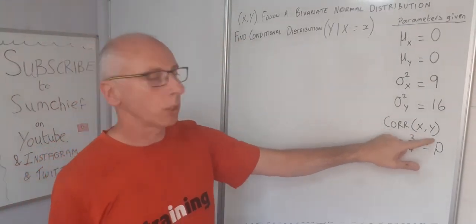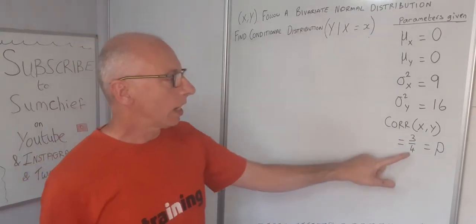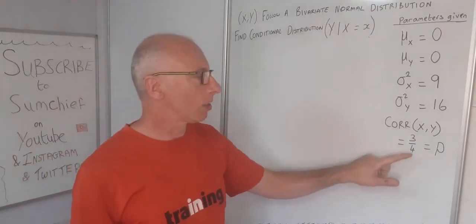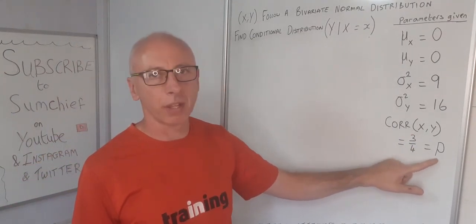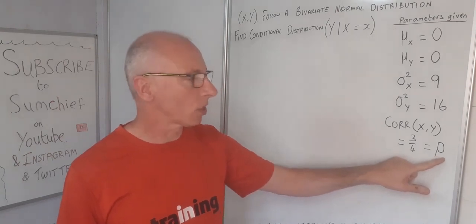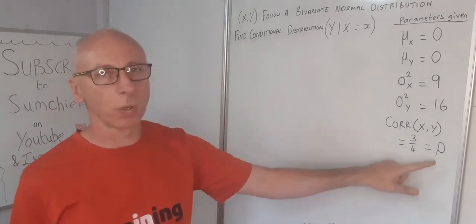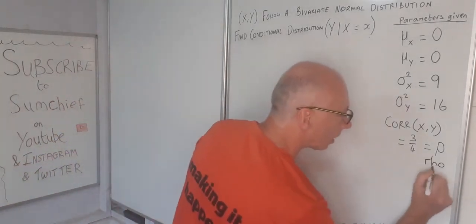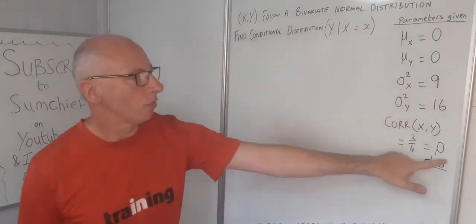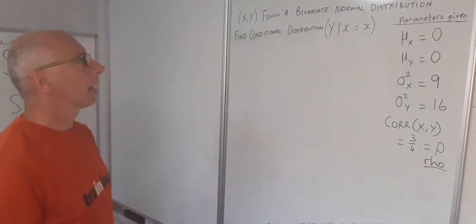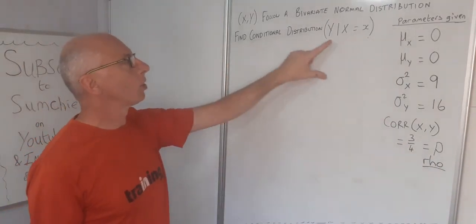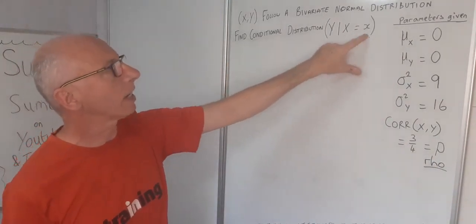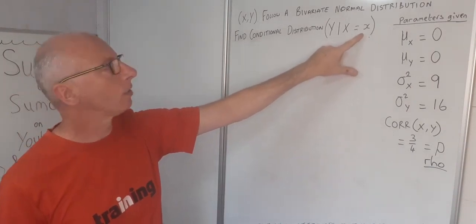And the correlation between X and Y is valued at 3/4. And that's also given by the Greek letter rho. Now it looks like a P, but it's actually rho. So that's RHO. I'll just write that here for you so you can see that. So that's the Greek letter rho. Okay, so we've got a conditional distribution of Y given that X equals x. So we're given a value for X.